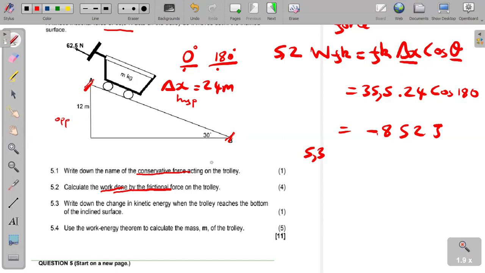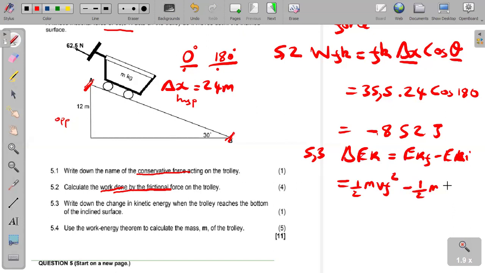That's where we are being asked to calculate. Okay, so change in kinetic energy, delta EK, is given by EKF minus EKI, the initial kinetic energy. But EKF is going to be given by half mvf squared minus half mvi squared. Remember, kinetic energy is always given by half mv squared.